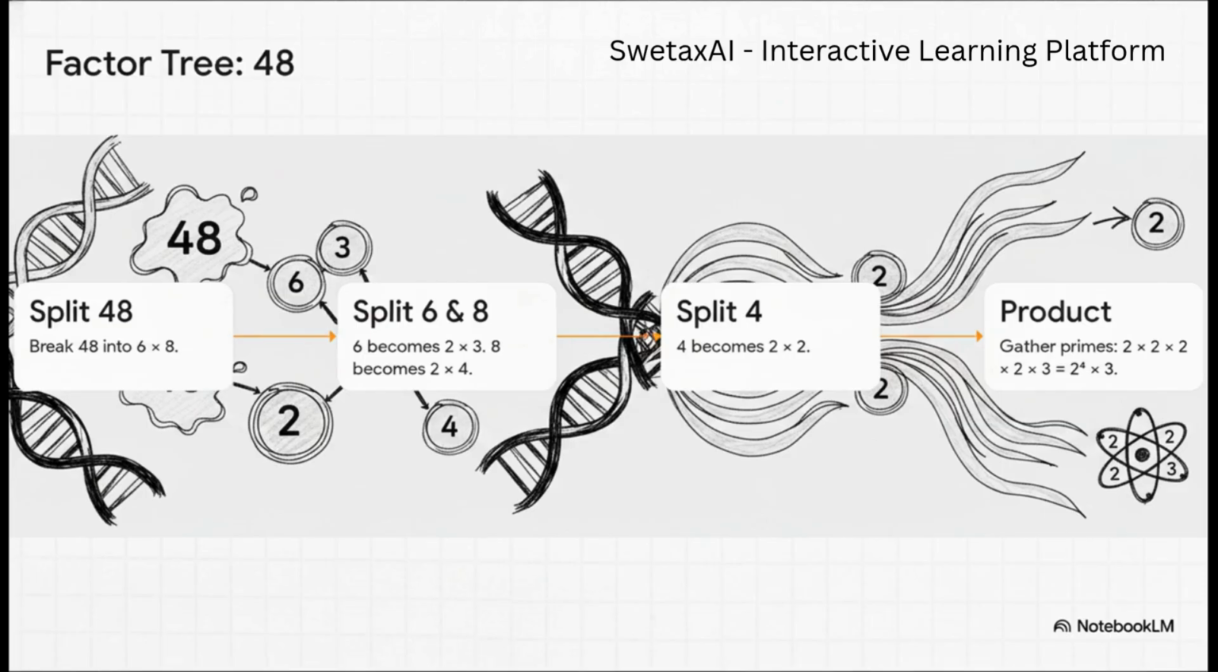We can split that into 6 times 8. Now, neither of those are prime, so we keep going. 6 splits into 2 times 3. Hey, those are both prime. We circle them. Now let's look at the 8. That splits into 2 times 4. 2 is prime. Circle it. The 4 splits again into 2 times 2. Now I just gather up all the circled prime numbers. It turns out 48 is really just 2 times 2 times 2 times 2 times 3. Or, to write it a bit more elegantly using powers, 2 to the power of 4 times 3. And there you have it, the unique genetic makeup of the number 48.